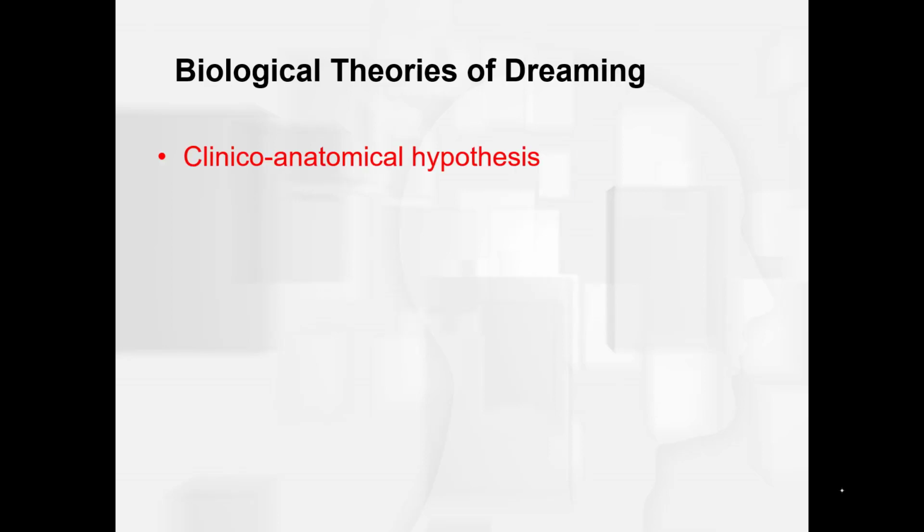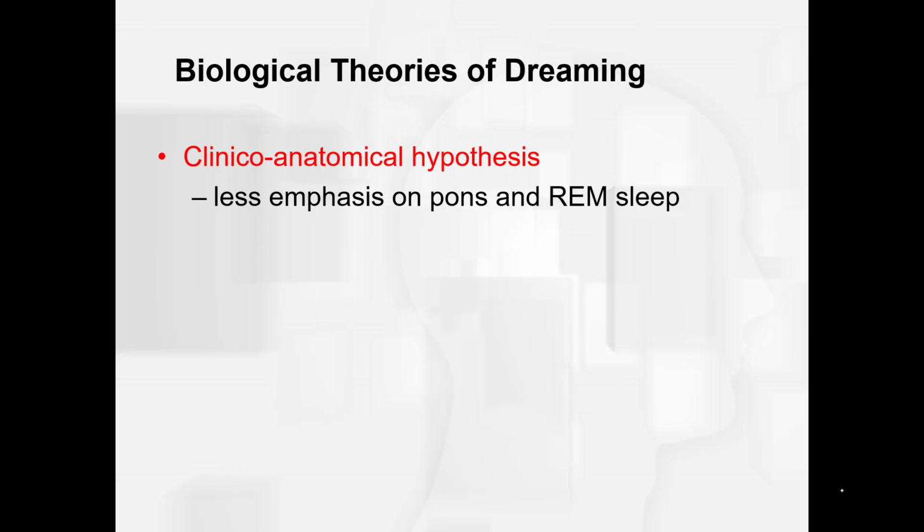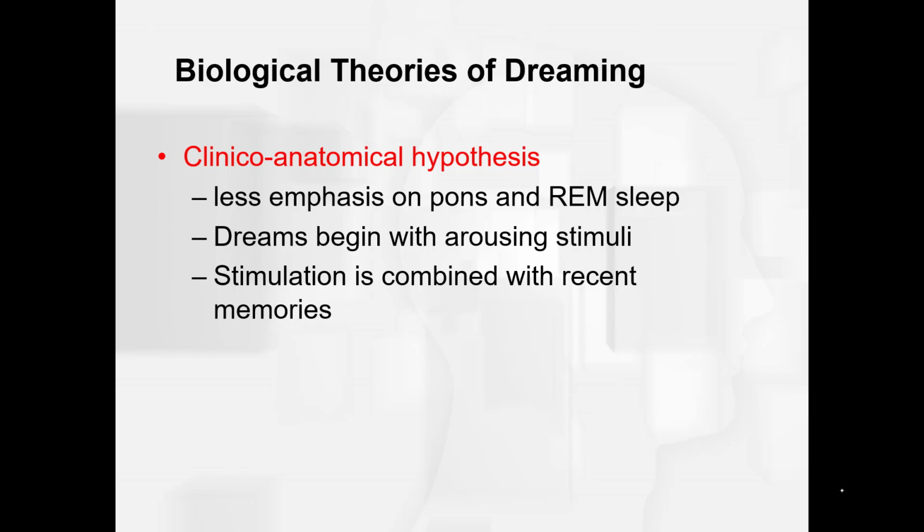The clinico-anatomical hypothesis has less emphasis on the pons in REM sleep, because remember, not all of our dreaming occurs during REM sleep. But it suggests that dreams begin with arousing stimuli that are just generated within the brain. As we're sleeping, we still have input from our senses. We can still hear things and smell things. And the parietal cortex is highly active, if you remember that from one of those previous slides. That activity combined with recent memories then gets synthesized into a dream.